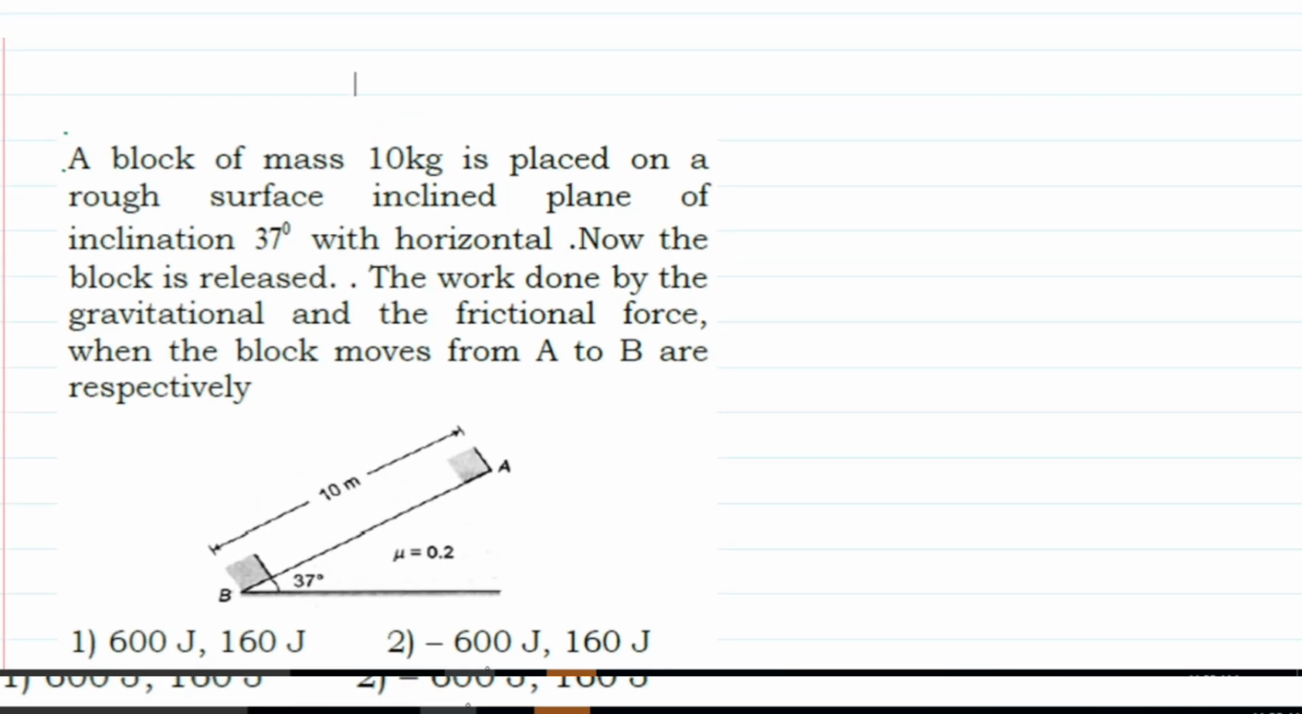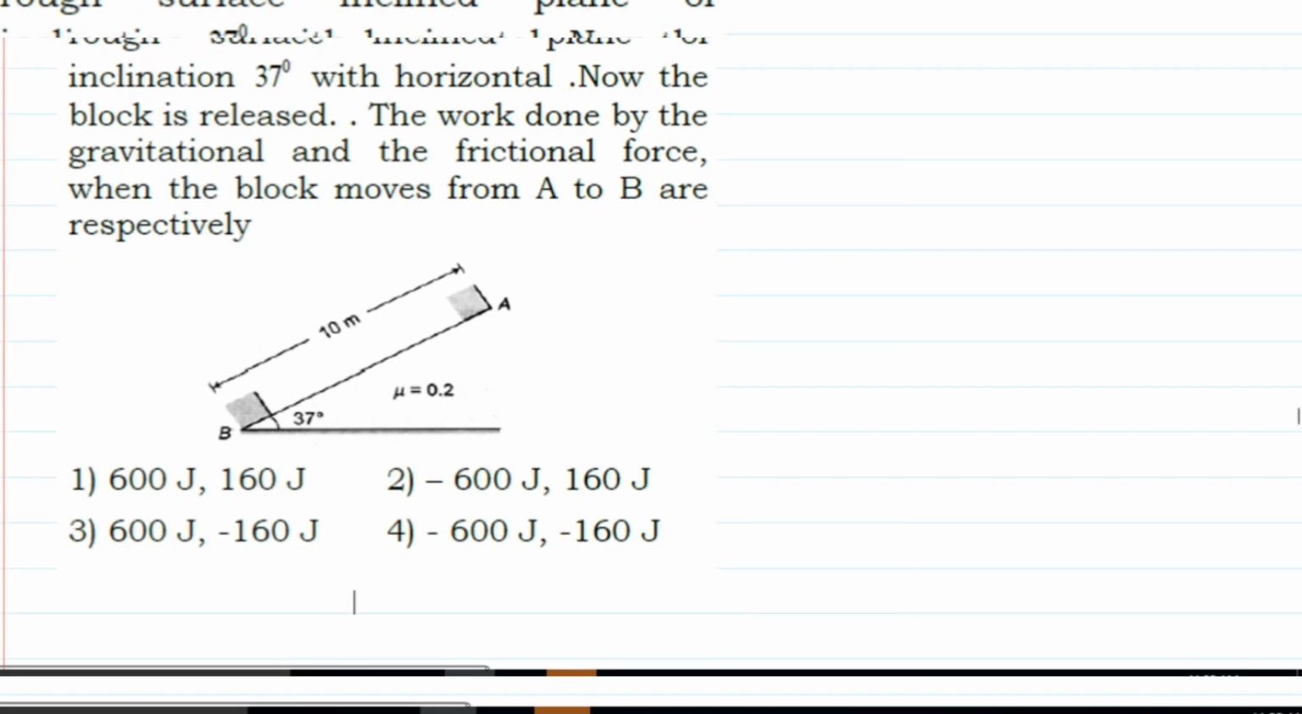Next question: a block of mass 10 kg is placed on a rough surface inclined at an angle of 37 degrees with the horizontal. Now the block is released. We are asked the work done by the gravitational and frictional forces when the block moves from A to B.